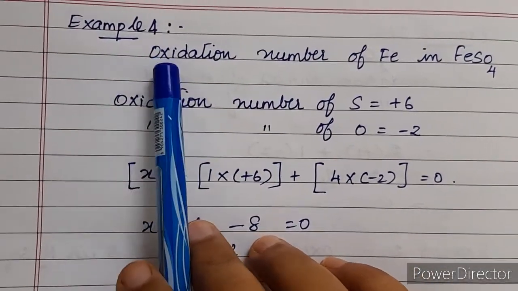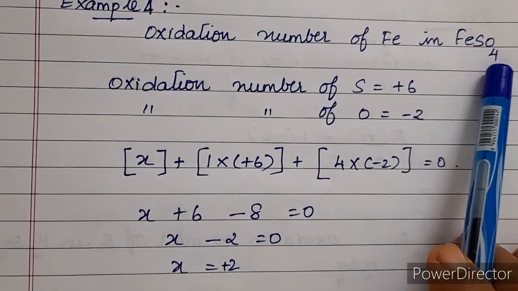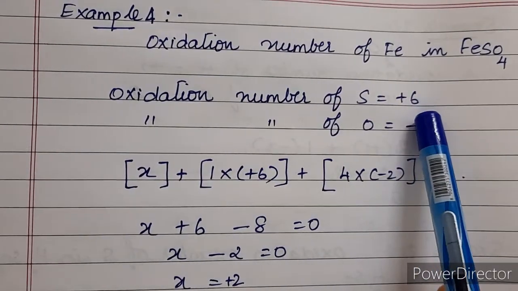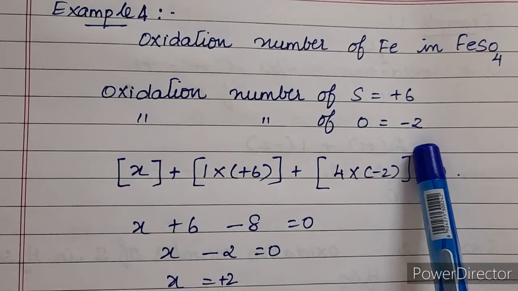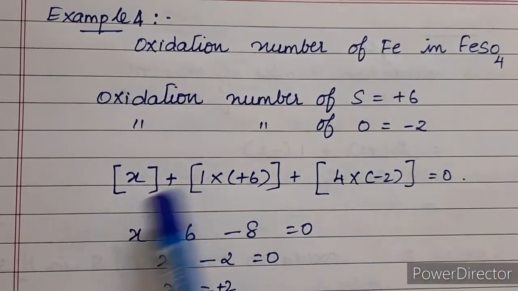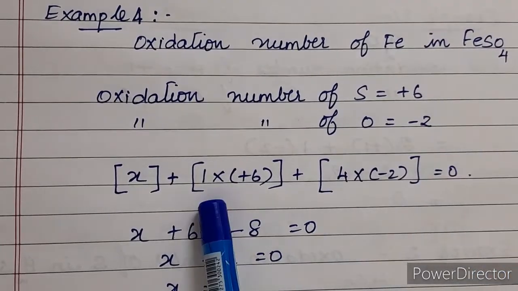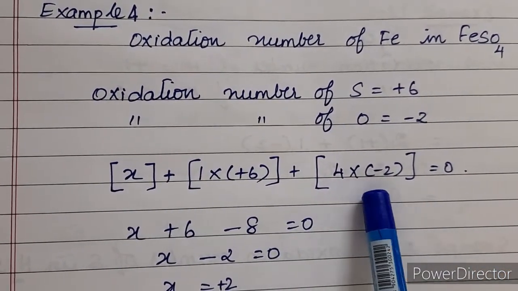Now let's move to the other example, that is the oxidation number of iron in iron sulfate, that is FeSO4. The oxidation number of sulfur is plus 6. We have calculated that in the previous example, isn't it? The oxidation number of oxygen is minus 2. How many Fe are there? Only 1. So 1 into X will become X. Now how many sulfur? 1. So 1 into plus 6. How many oxygens are there? 4. So 4 into minus 2.